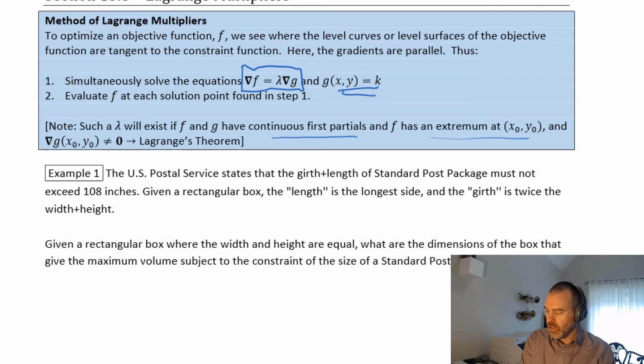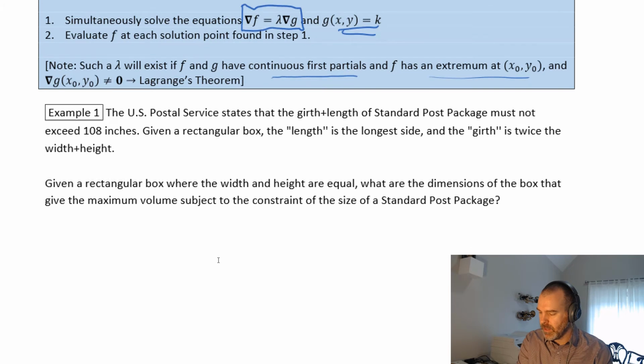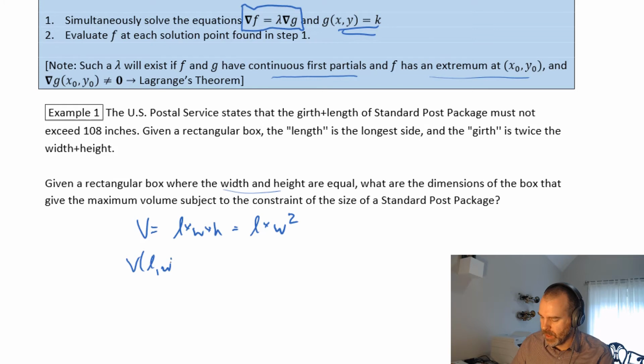So that's the situation. Let's try an example here. This is a little bit different from what we did in the previous section. We're going to assume that the width and height are always equal, and we're going to try to maximize the volume. So the volume again would be length times width times height. We're assuming width and height are equal, so this is length times w squared. So now volume is a function of length and width.